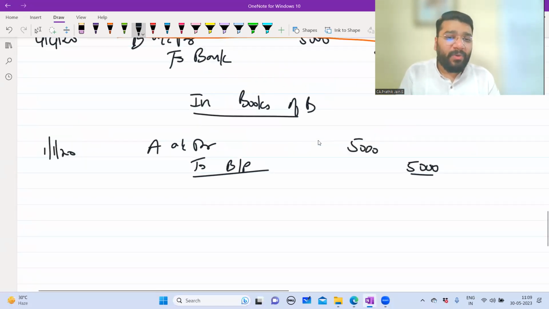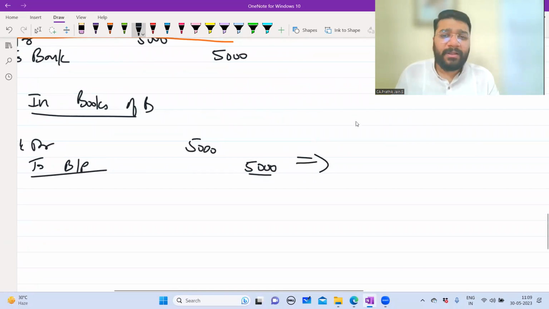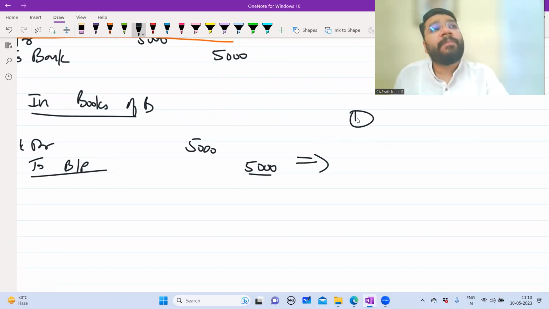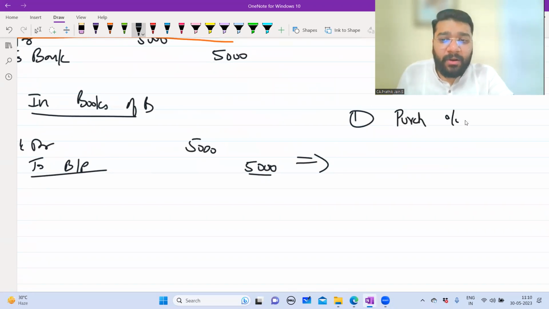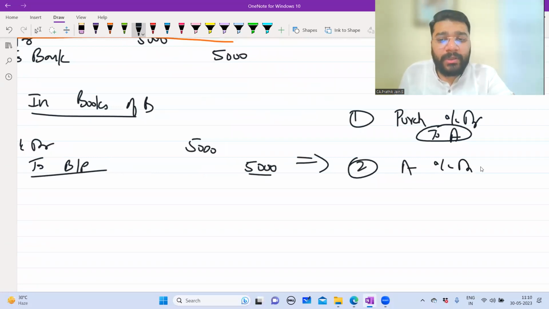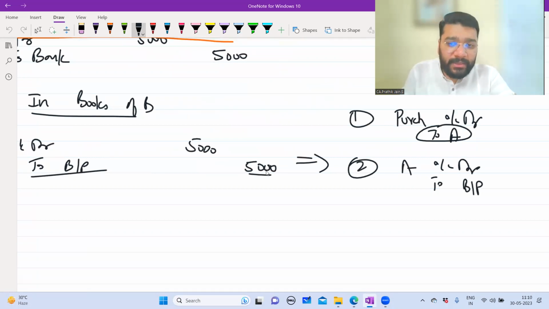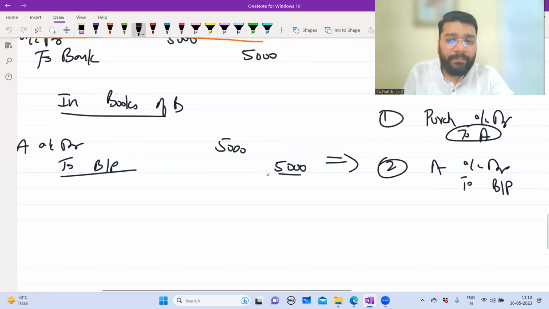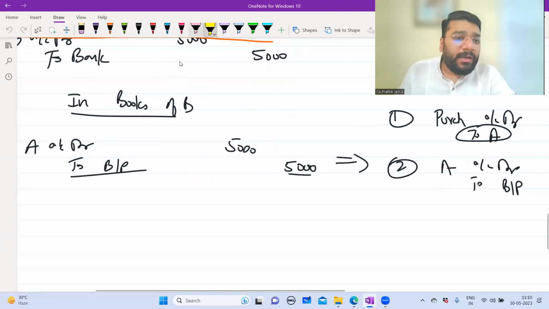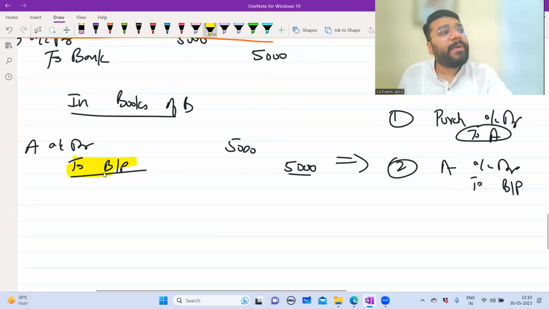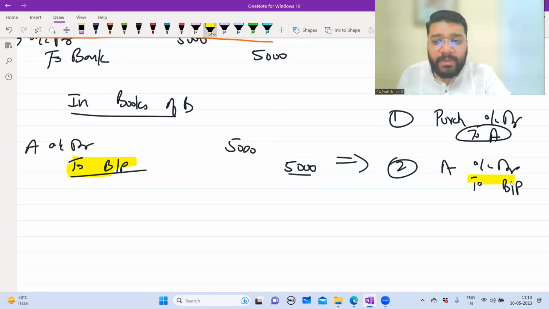Now you may be wondering, sir, what is this entry? Very simple. Tell me, if B is doing a credit purchase, what is the journal entry? Purchase account debit to A. When a bill of exchange is accepted, A, which is a creditor, I need to cancel. So A account debit to bills payable. Now, this entry and this entry are same or not? A to BP, A to BP. Here, bills payable is a liability that B has to pay to the banker on a future date. Here also, bills payable is a liability which B has to pay to the banker on a future date.